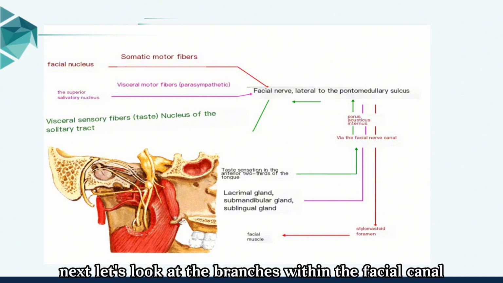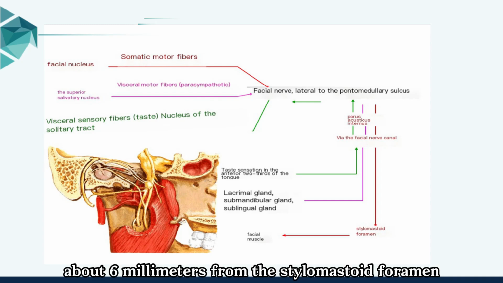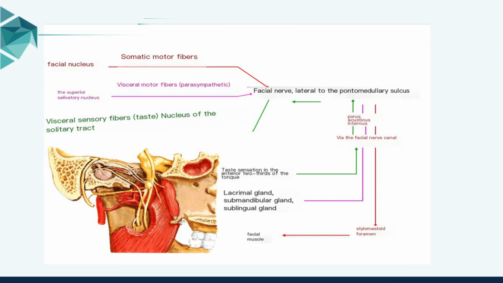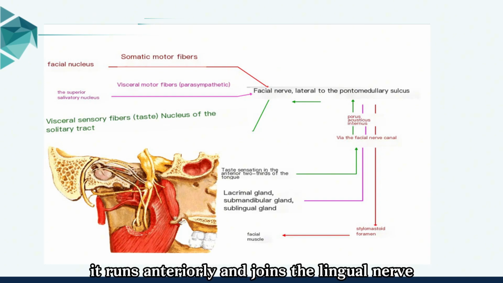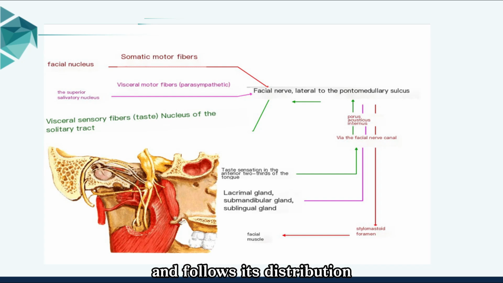Next, let's look at the branches within the facial canal. 1. Chorda tympani arises within the facial canal, about 6 mm from the stylomastoid foramen. It passes through the tympanic cavity and petrotympanic fissure to reach the infratemporal fossa. It runs antero-inferiorly and joins the lingual nerve, a branch of the trigeminal nerve, and follows its distribution.